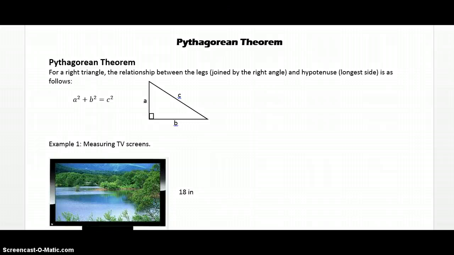First of all, the Pythagorean theorem only works for right triangles. You'll notice here I have a right triangle, and I can tell because I see this little box, and that means that this angle is 90 degrees. The two sides that meet at the 90-degree angle are called legs, the A and the B. And the longest side is the diagonal side, and that's called the hypotenuse.